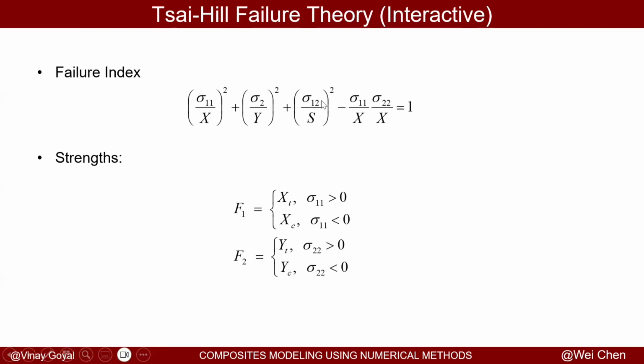Sigma 1,2 is the in-plane shear stress, and then X, Y, and S are the strengths of the composite, which depend upon how the stress is. If the stress is positive, then XT will be chosen for X. And if sigma 1,1 is less than 0, then XC will be the one chosen, and so forth.